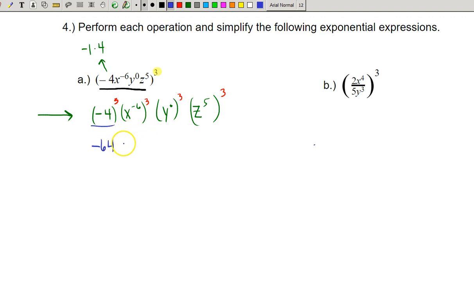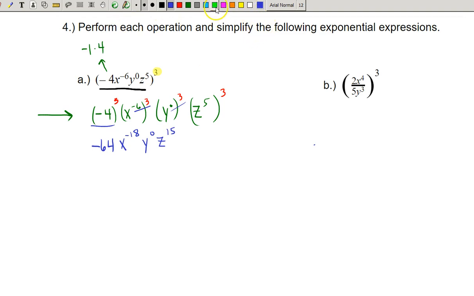Now I'm just going to use my exponent properties. So this is going to be x to the, I'm going to multiply those. So that's -18. Then I'm going to have y to the 0 times 3, which is 0. Then I'm going to have z to the 15th.